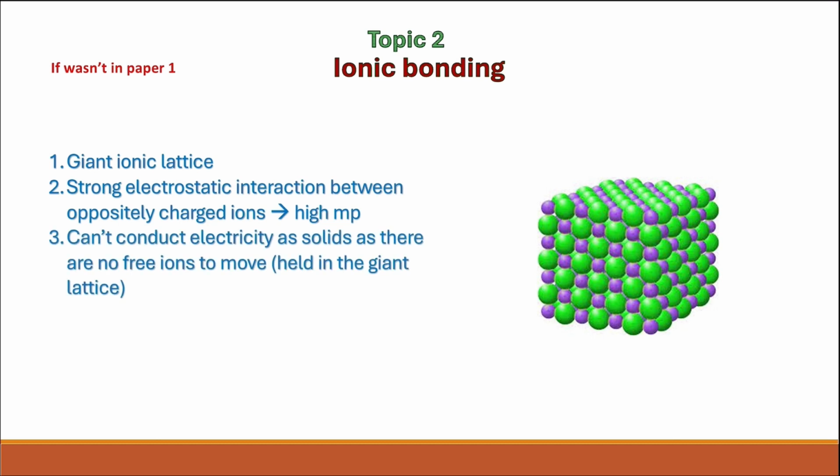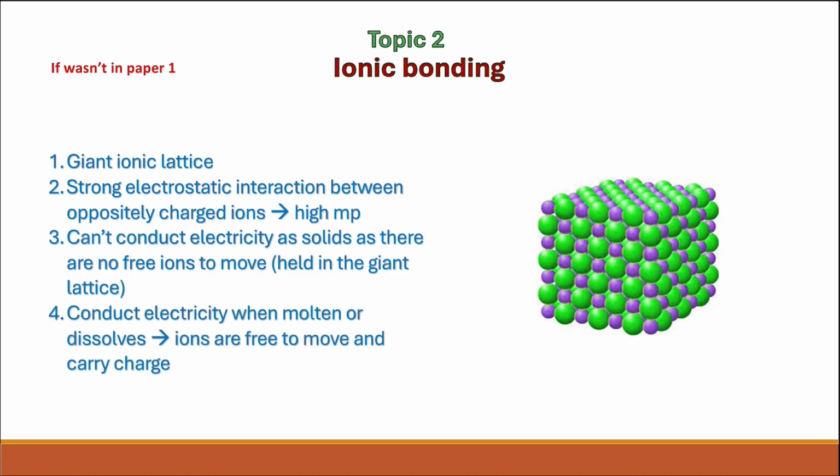Also, the electrical conductivity of the ionic compounds. Remember, they do not conduct electricity as solids, as there are no free ions to move because the ions are held in the giant ionic lattice. They can conduct electricity in two other cases. The first one when molten, the second one when dissolved. This is because the ions are now free and they can move and carry charges.